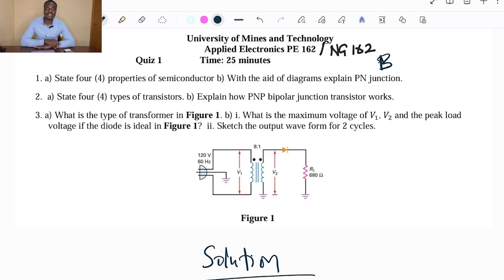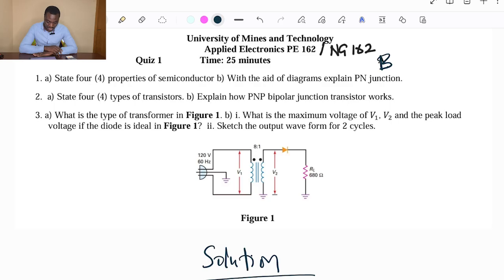So this one I'm not going to talk about. You can watch the video on this. The solution is in the previous video which I did. Now let's move to the next question, 1B. With the aid of a diagram, explain p-n junction. This one is the same too. You go and watch the video for chemical engineering students, quiz 1 solution for chemical engineering students, I think group B.